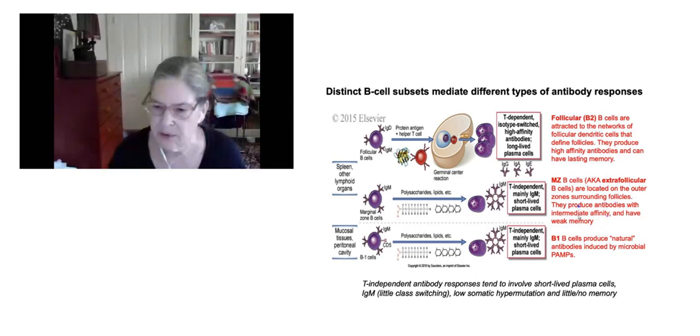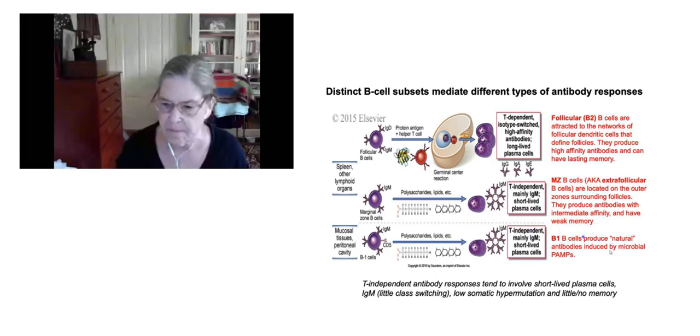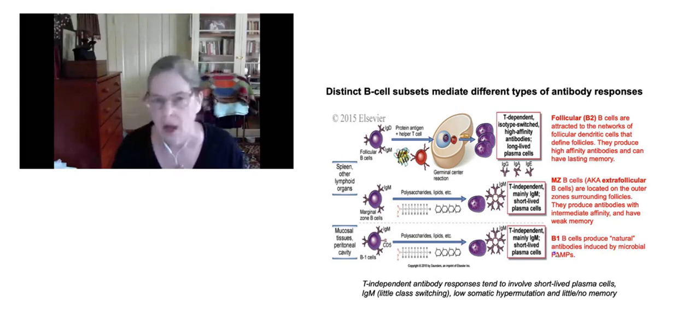And they produce antibodies of intermediate affinity, IgMs and IgGs and IgAs, but mostly IgMs. And then in your mucosal tissues, in your peritoneal cavity, you'll have these B1 cells that are kind of like a marginal zone B cell. And again, they can run T-independent responses. And they're really great at making natural antibodies.